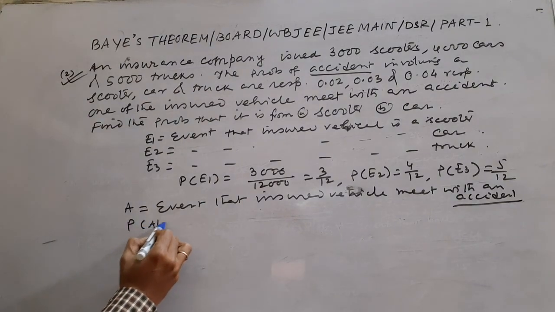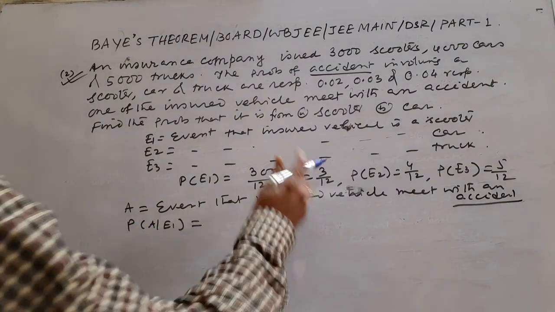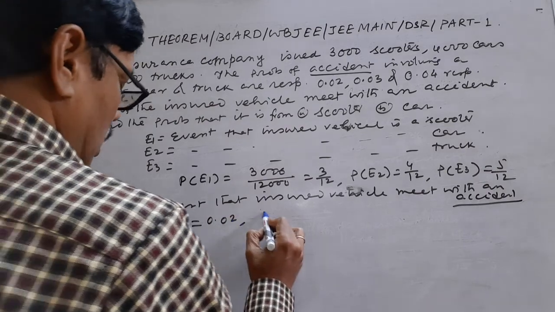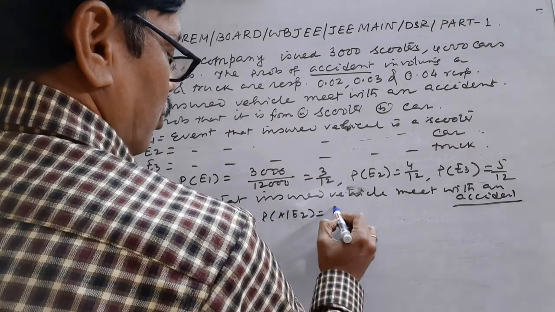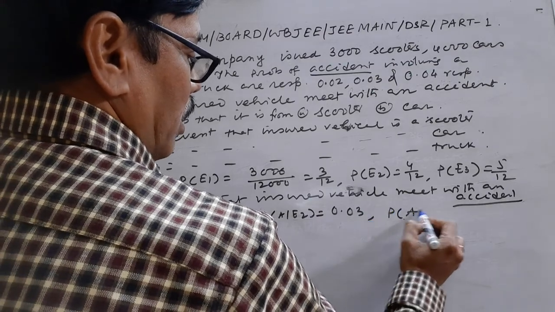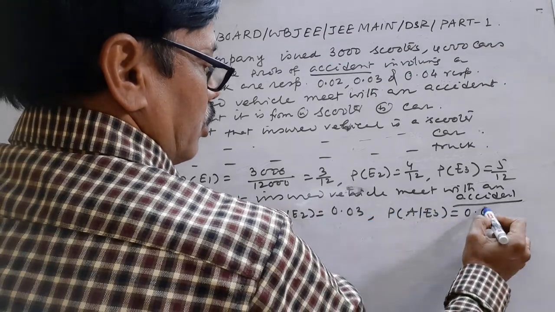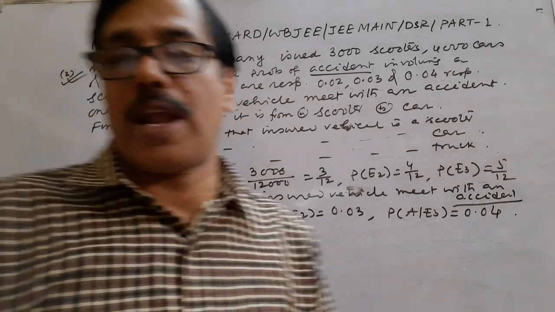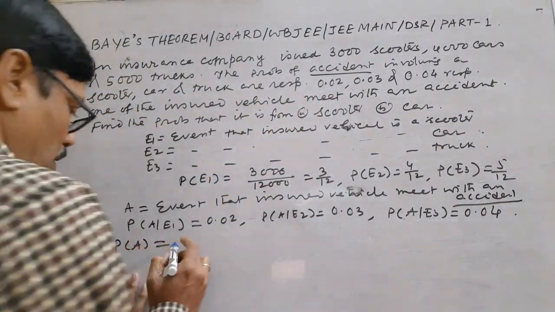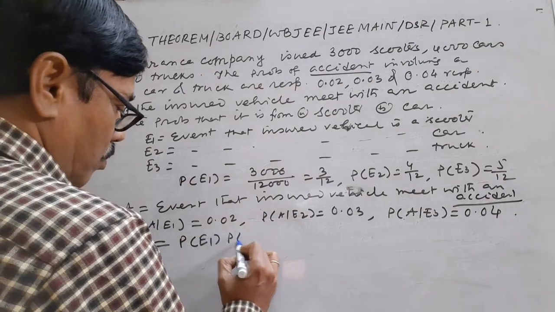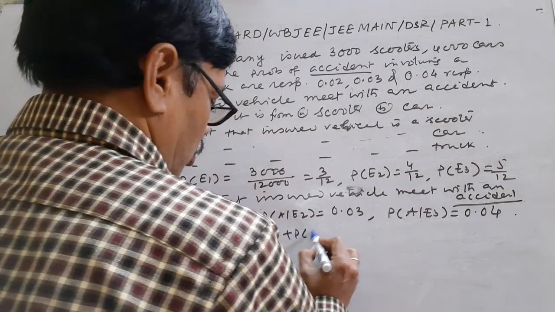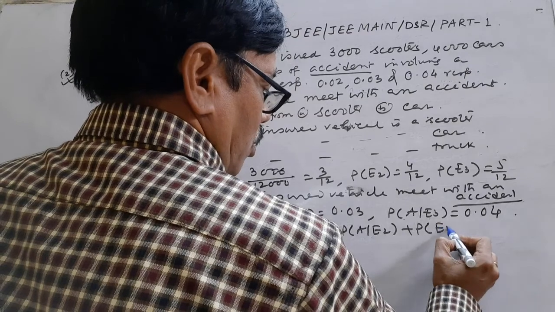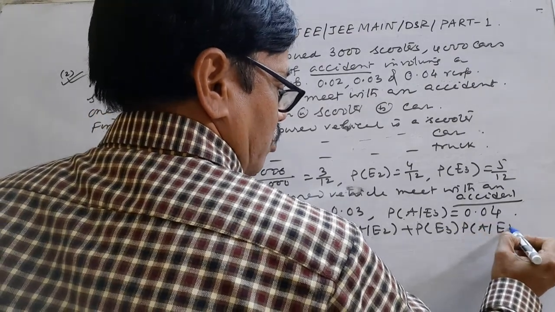So P(A|E1) is directly given: accident in scooter, 0.02. P(A|E2) is 0.03. P(A|E3) is 0.04. So what is the probability of accident? This is total probability: P(E1)P(A|E1) + P(E2)P(A|E2) + and so on. I have already stated, if it is a board problem, you have to write this step.